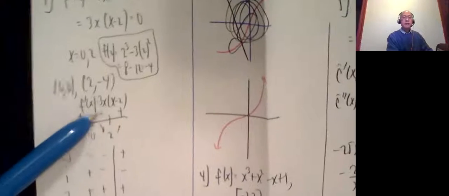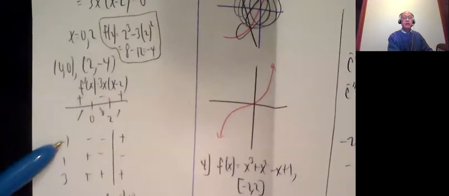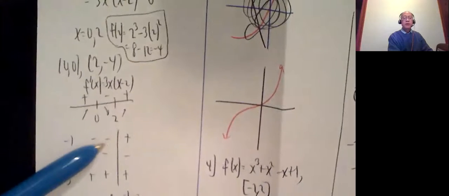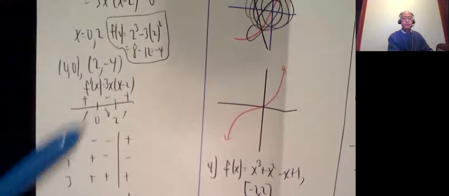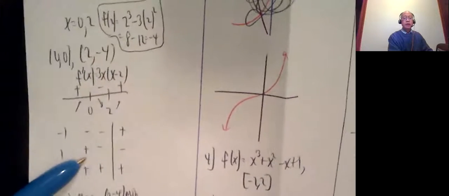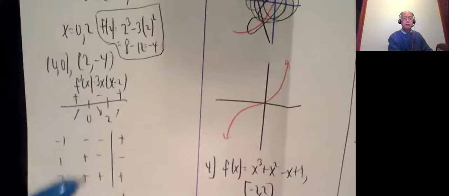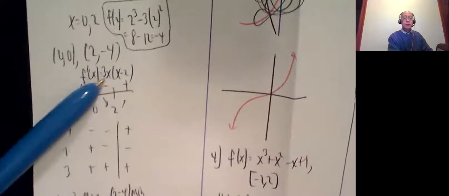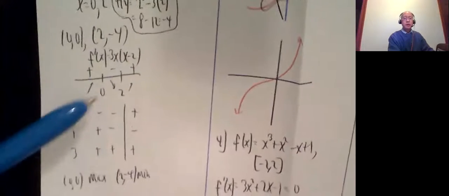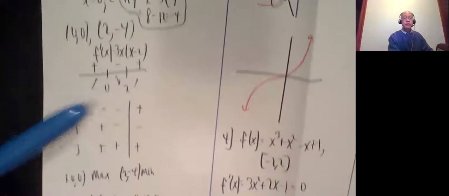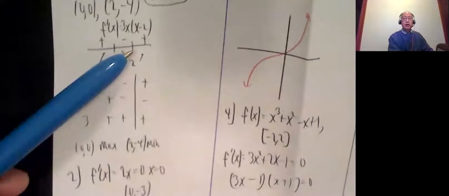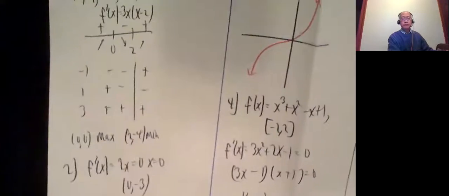Sign chart for f prime, 3x times (x minus 2). Plug in negative 1: 3 times negative 1 is negative, negative 1 minus 2 is negative, negative times negative is positive. Plug in 1: 3 times 1 is positive, 1 minus 2 is negative, positive times a negative is negative, so minus sign here. Plug in 3: 3 times 3 is positive, 3 minus 2 is positive, positive times positive is positive. So increasing, decreasing, increasing. Increasing then decreasing means (0, 0) is a max. Decreasing then increasing means (2, negative 4) is a minimum.